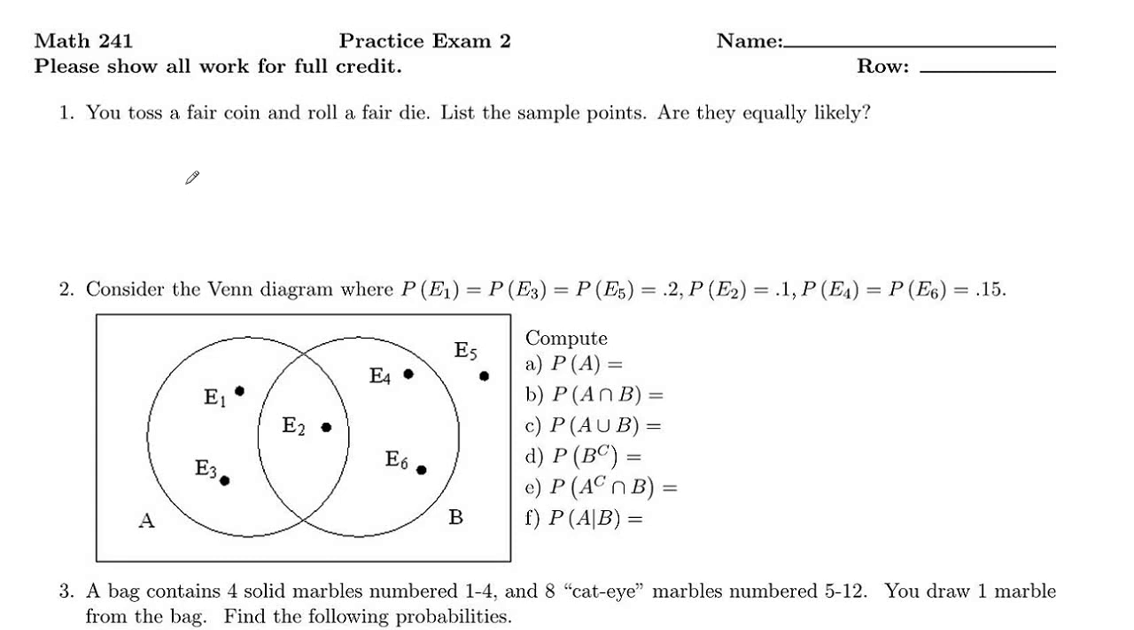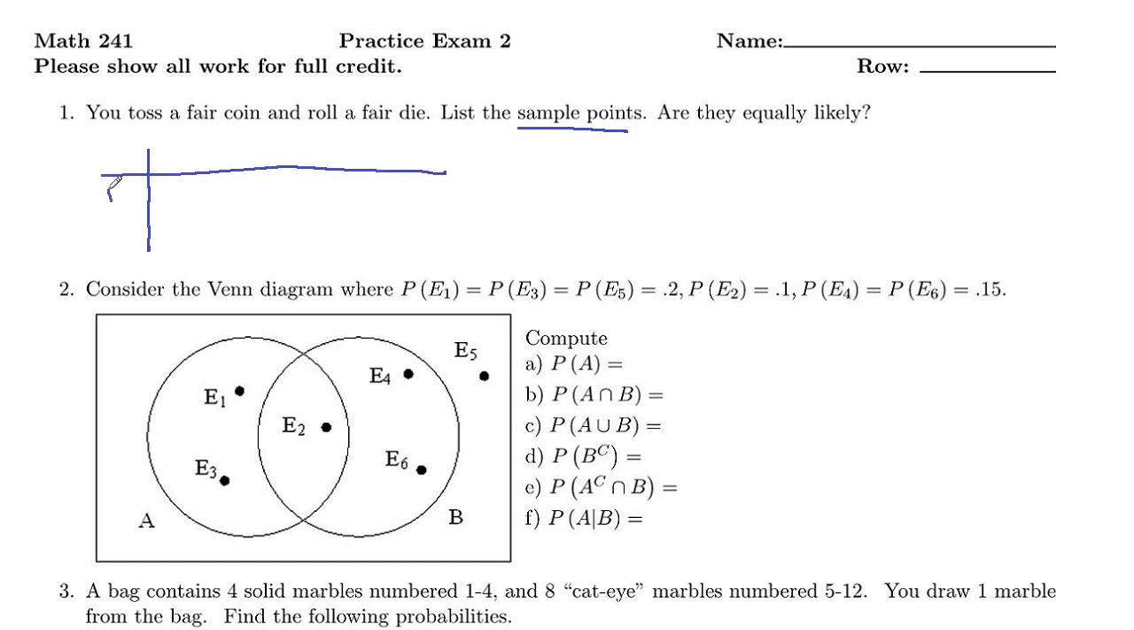In this first question, we are finding the sample points in the sample space. So we're tossing a fair coin and we're rolling a fair die. A couple ways to do this. You can use an outcome table, which is what I'll do first here.